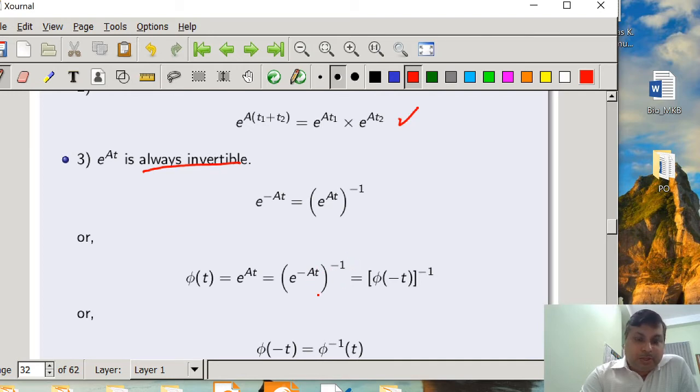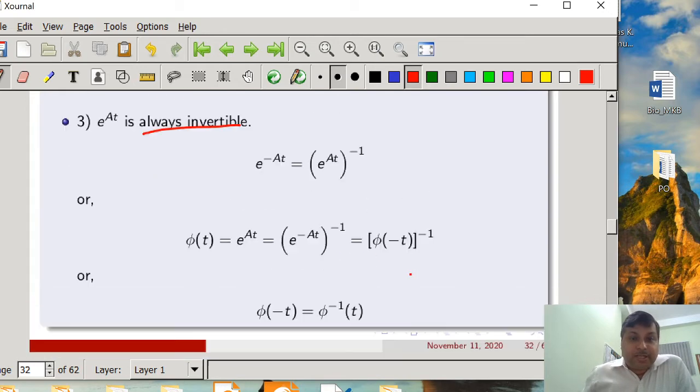So what is e to the power minus at? E to the power minus at will be phi of minus t, that is the inverse of e to the power at. So now you can see from this relation that phi of minus t is equal to phi inverse of t. So it means that if we want to calculate the inverse of e to the power at, simply in place of t we should write minus t.